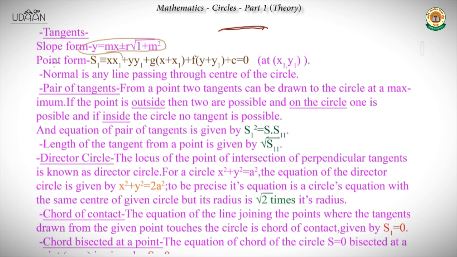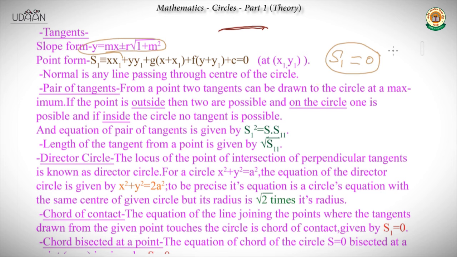Now in the point form, it is given by S1 equals 0. Later you will study that for any conic, for point x1 comma y1, the tangent equation is given in the point form by S1 equals 0. This is a very significant result because it holds for all conic sections in general. In the circle, S1 is defined as xx1 plus yy1 plus g into x plus x1 plus f into y plus y1 plus c equals 0. But this is for the standard equation x square plus y square plus 2gx plus 2fy plus c equals 0.